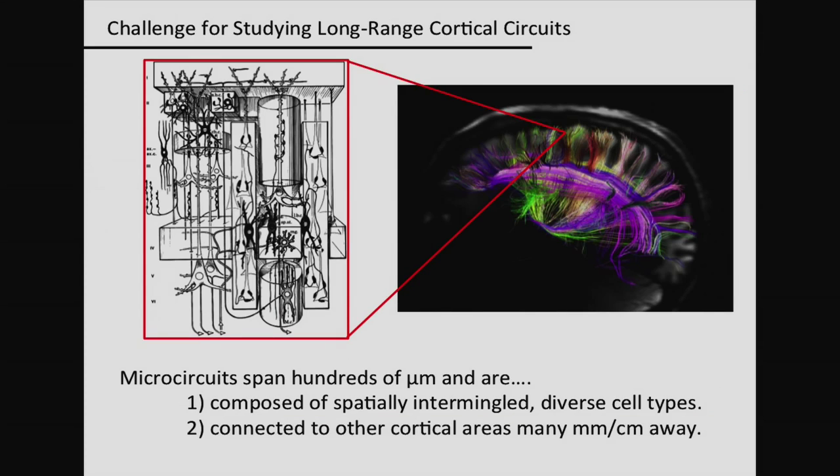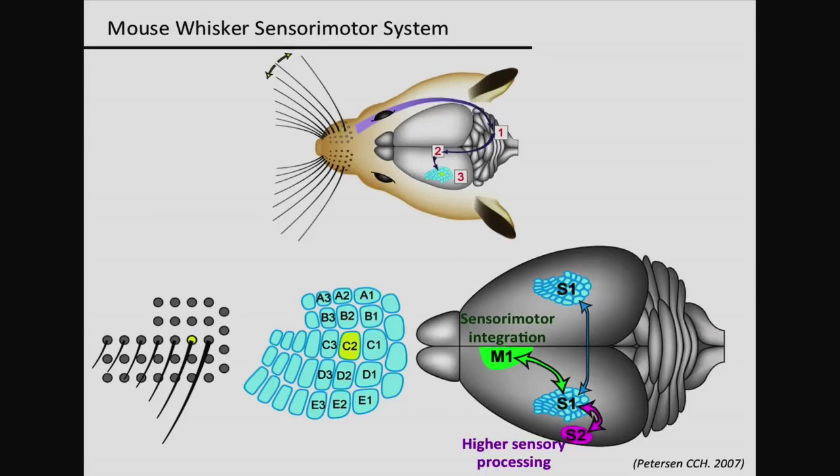One of the challenges for studying these long-range cortical circuits is this difference in scales that we're dealing with. In terms of local microcircuits, you have a small population of a few hundred neurons that occupies a volume of a few hundred microns, and they're composed of quite diverse cell types. On the other hand, these areas are talking to each other on the order of millimeters or even centimeters away.